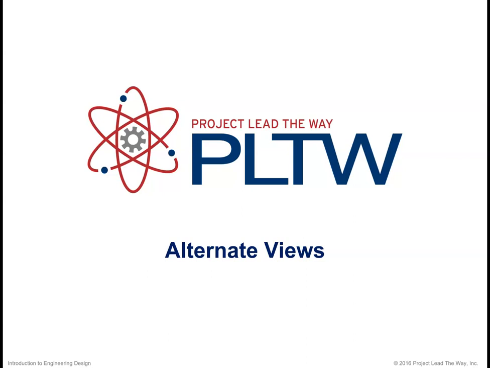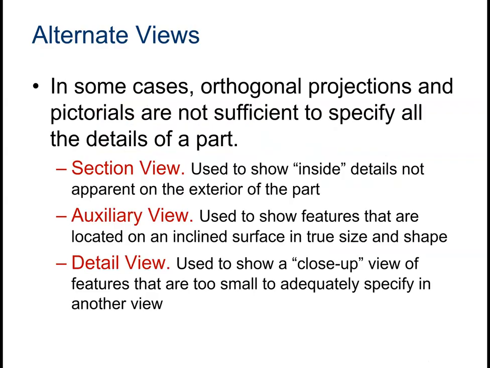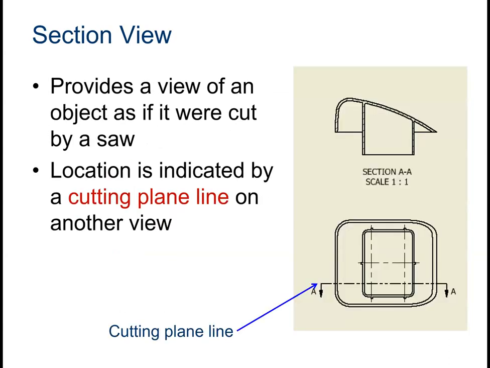Please know that you will be taking notes on this presentation. I know you don't have your notebook, but you can certainly add it to your notebook when you get back to school. So today's discussion is on alternate views. In some cases, the orthographic projection, that would be the front, top, and right side, is not enough to get all the dimensions that you need. So we rely on other types of views like section views, auxiliary views, and detail views.